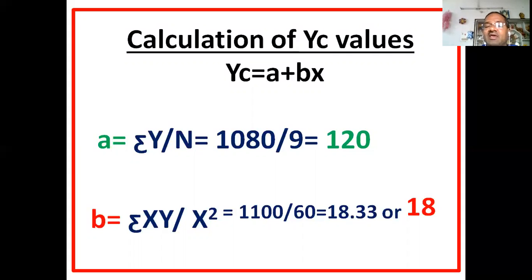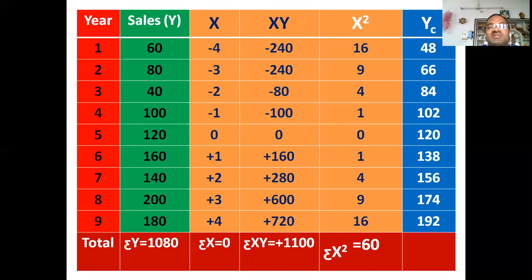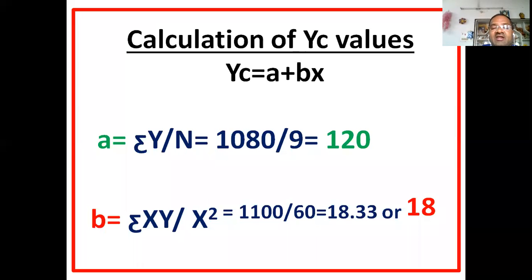Then what is B? B is equal to sigma xy by sigma x square. From the previous slide, what is sigma xy? Plus 1100. That should be divided by sigma x square, 60. 1100 divided by 60 is equal to 18.33, or we will round it as 18. So now we got A value 120, B value 18.